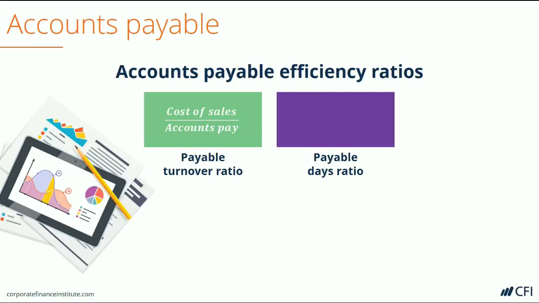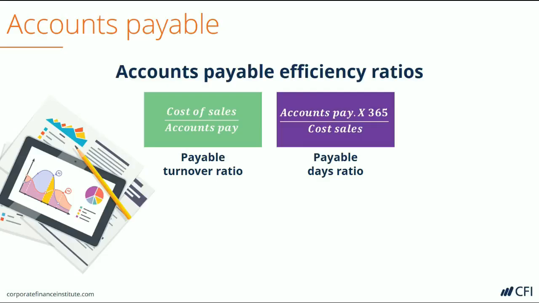It's calculated by taking the cost of sales and dividing it by the accounts payable balance, either at the end of the period or an average over an entire period. That indicates how many times in the period the payables turn over. For example, if the ratio is 2, that means the company pays its entire accounts payable balance twice in the period. Now let's look at the payable days ratio.